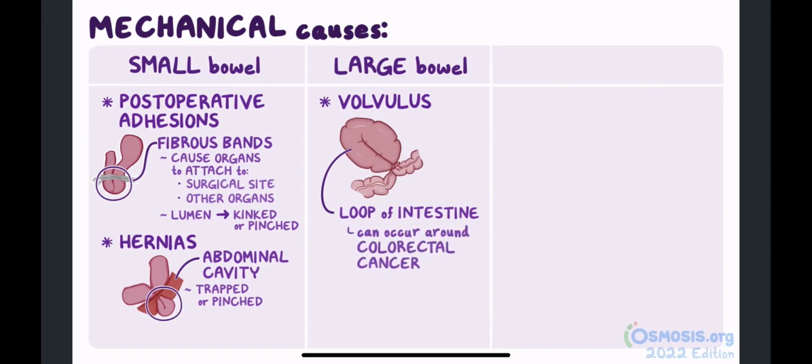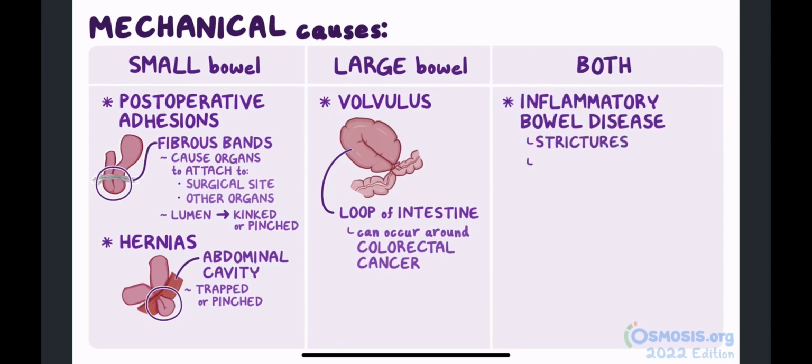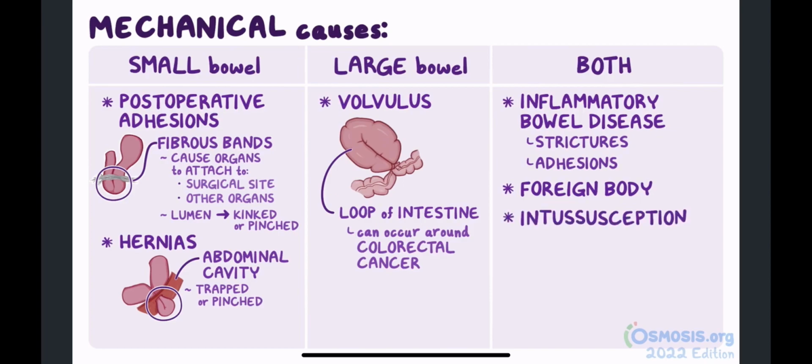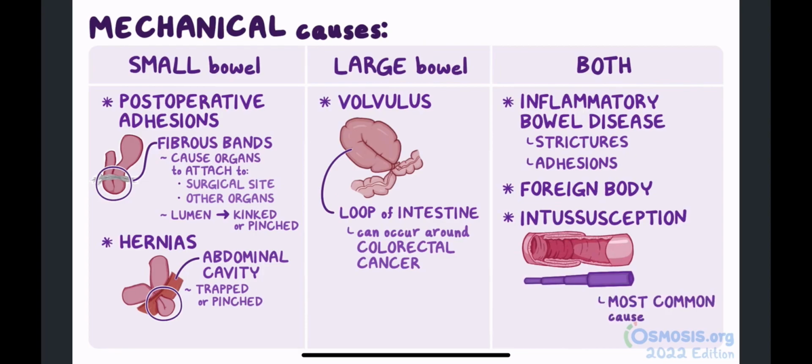Some mechanical causes of both small and large bowel obstruction include inflammatory bowel disease, which can cause strictures and adhesions, ingestion of a foreign body, which can get lodged along the gastrointestinal tract, and intussusception, which is where a part of the intestine folds into the lumen of an adjacent section of the bowel, kind of like retracting a telescope. This is the most common cause of bowel obstruction in children under the age of 2.